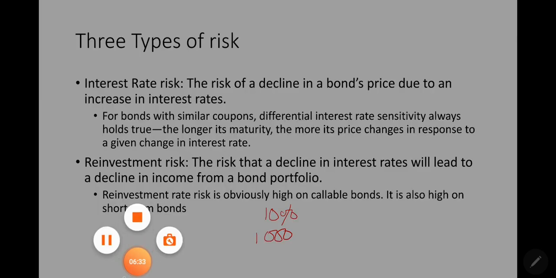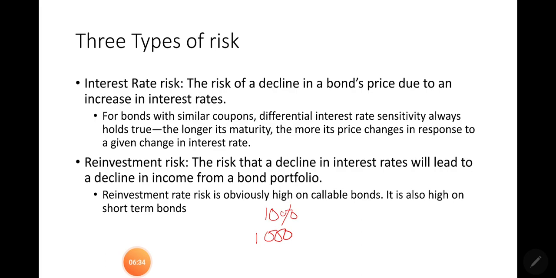Now let's assume that the market interest rate has declined to 5%. Now, if your bond has a shorter duration of, let's say, 2 years, 2 years later, when your bond ends, you will have to reinvest this 1000 at the 5% lower interest rate.